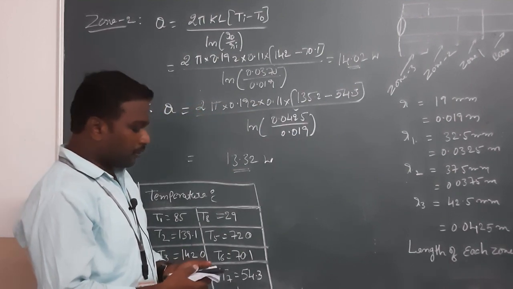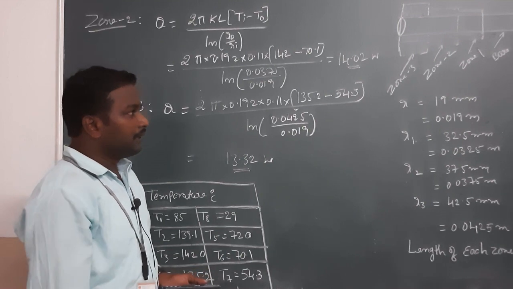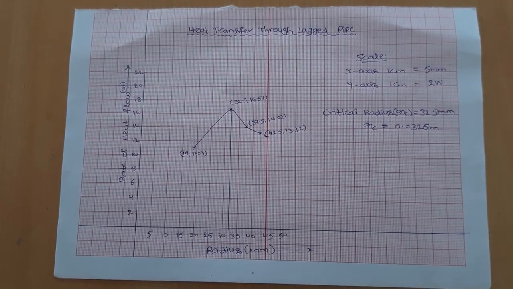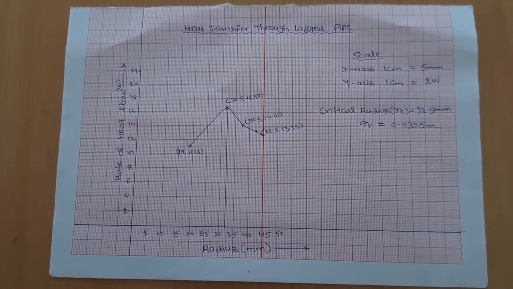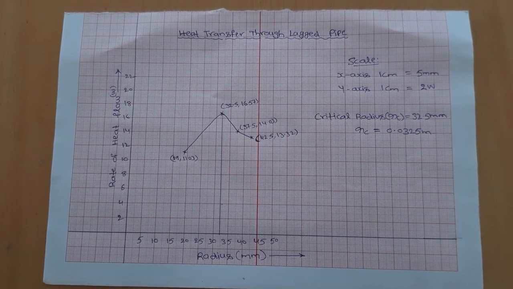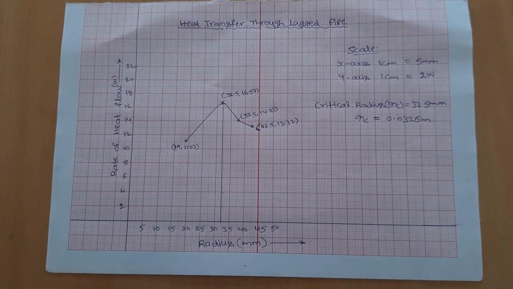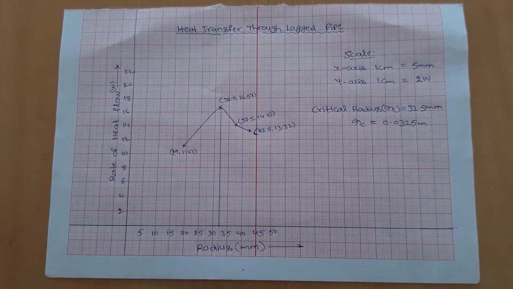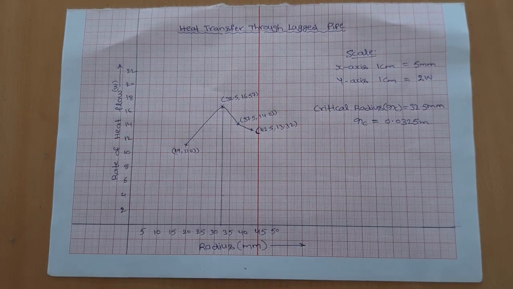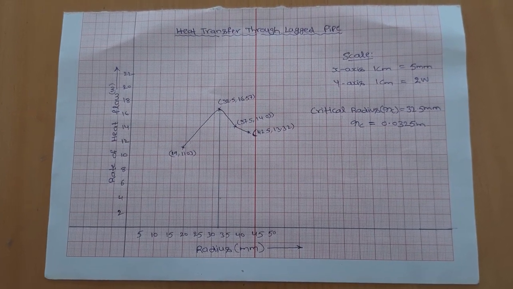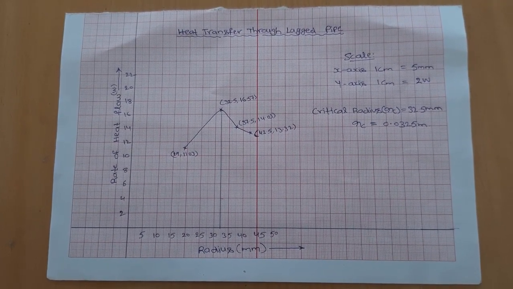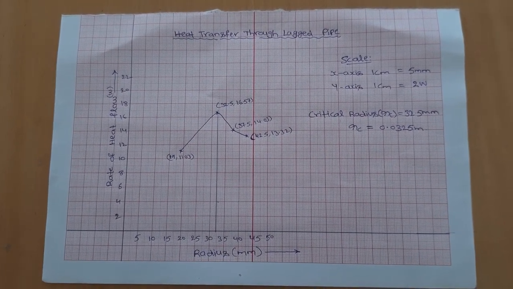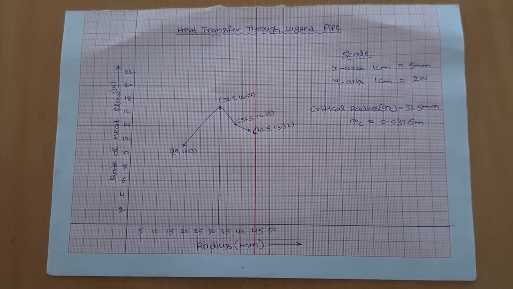Let us plot the graph and calculate the critical radius of insulation. After calculating the rate of heat flow values through each zone, here I plotted the graph between the radius of the pipe and the rate of heat flow of each zone. Here I considered radius along the x-axis with a scale of 1 cm equal to 5 mm, and rate of heat flow along the y-axis with a scale of 1 cm equal to 2 watts, and I plotted the graph like this.